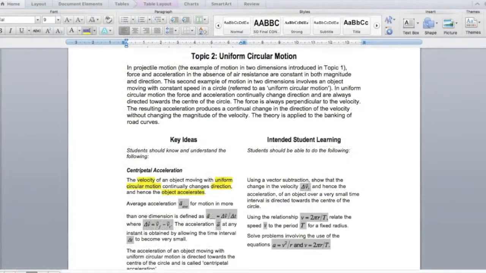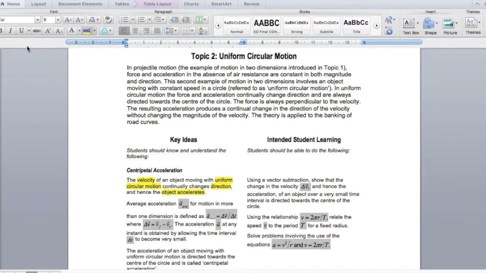Even though it is travelling with a constant speed, there is going to be a change in direction. This means that there is going to be a changing velocity. And to produce this changing velocity, we're going to need an acceleration. Now, the direction of this acceleration is always going to be towards the centre of the circle. It is referred to as centripetal acceleration.